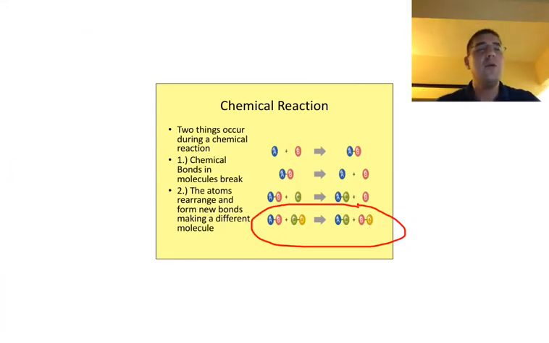So all that happens during a chemical reaction is in the beginning you have molecules that break their bonds. The atoms rearrange and they make new bonds, new connections. And these new molecules that are being made have their own unique properties, physical properties and chemical properties.